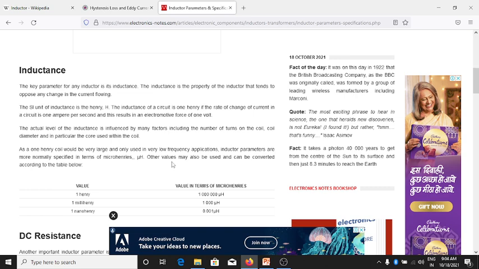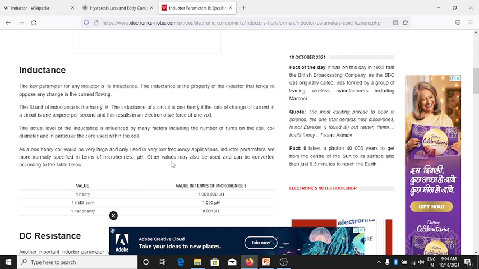Key parameter for any inductor is its inductance. The inductance is the property of an inductor that tends to oppose any change in current flowing. The SI unit of inductance is the Henry. Inductance of a circuit is 1 Henry if the rate of change of current in a circuit is 1 ampere per second, and this results in an electromotive force of 1 volt.